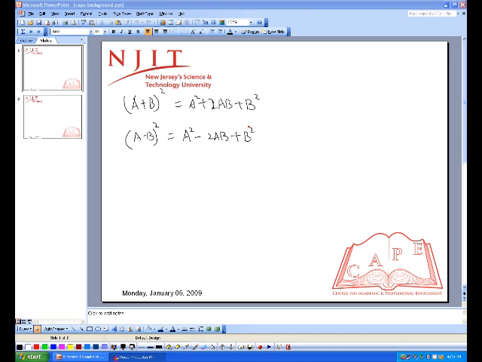So factoring a perfect square polynomial is simply utilizing this formula and finding a simple way to factor a particular type of polynomial. Okay, so now let's look at examples. The first example is x squared plus 10x plus 25.